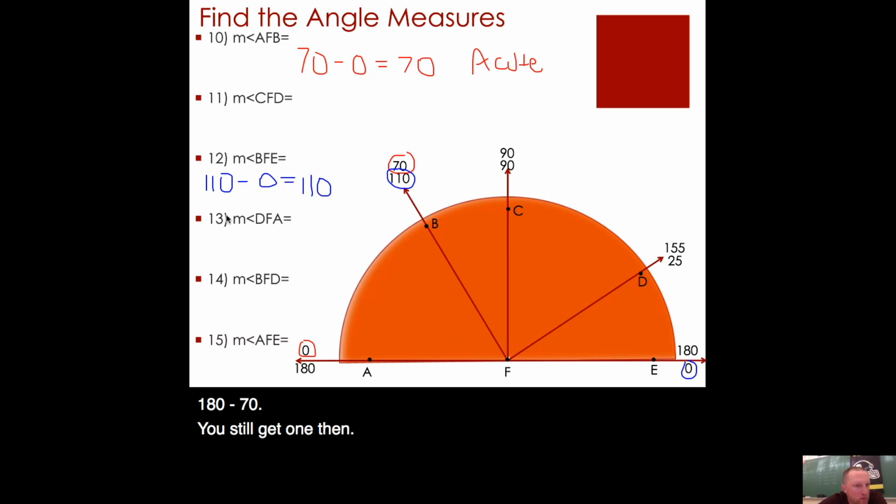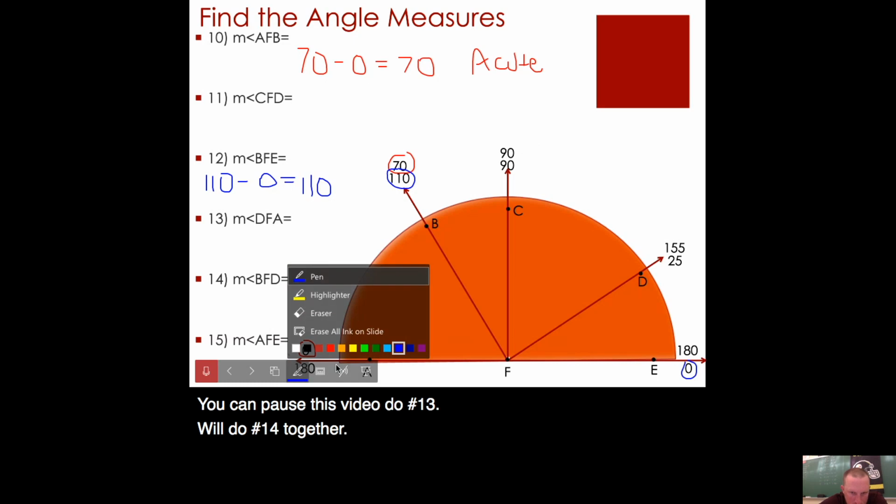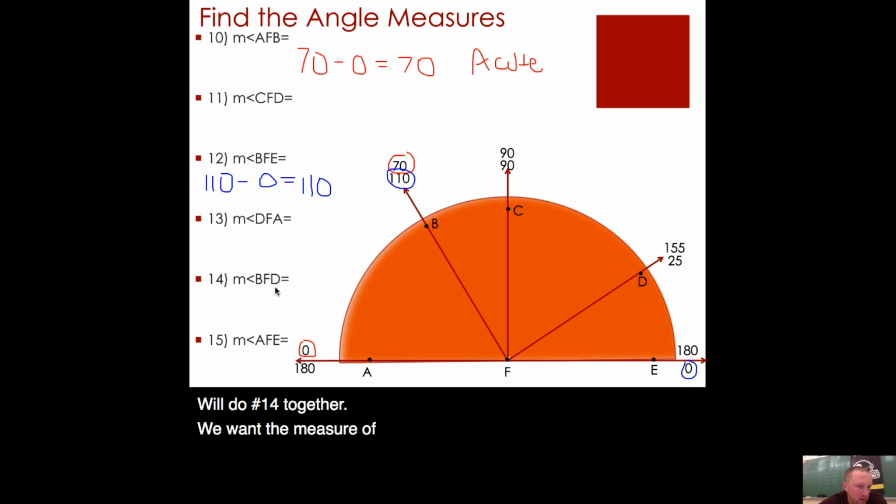You can pause this video, do number 13. We'll do number 14 together. We want the measure of angle BFD. That's how you read that. Find angle BFD. Trace it with your finger or your pencil. We need to subtract one of these numbers from one of these numbers.